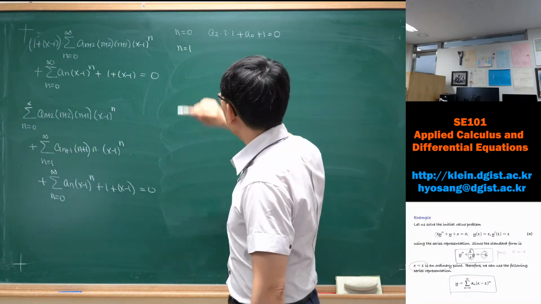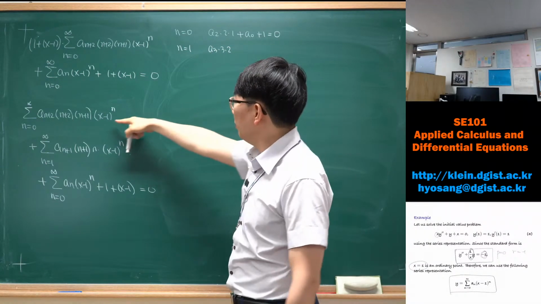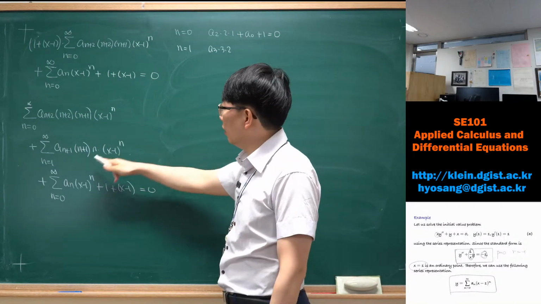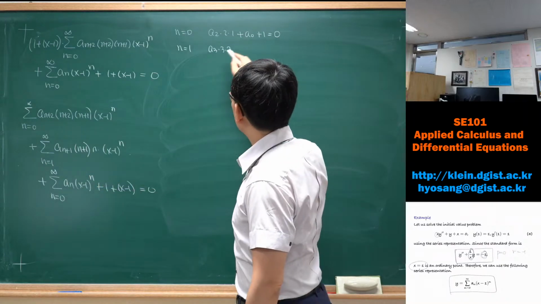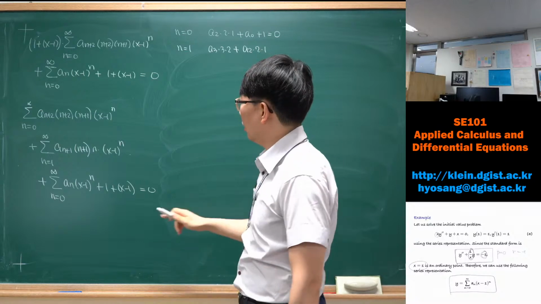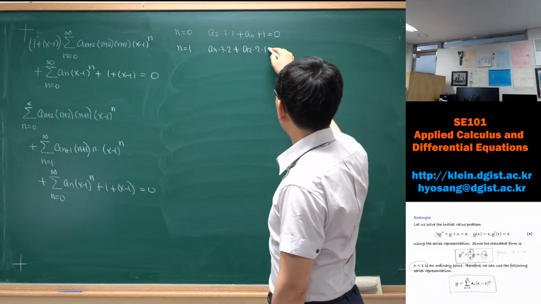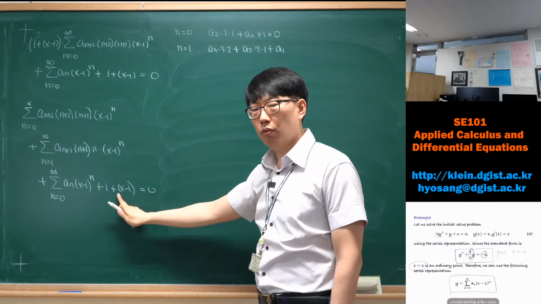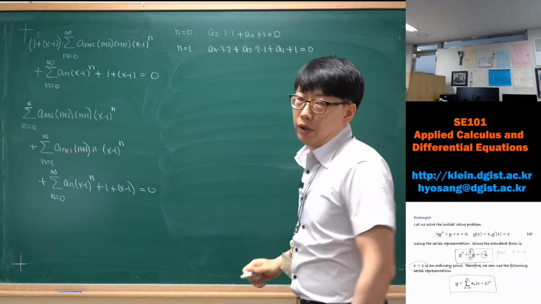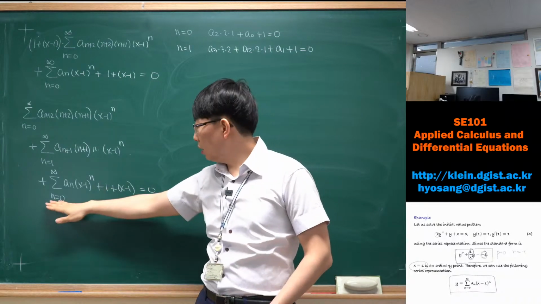So when n equals 1, this is a_3 times 3 times 2 times (x minus 1) to the power 1, but I'm only comparing the coefficients, so let's skip that. Then there is also the n equals 1 term, which is a_2 times 2 times 1, okay? And how about this? We have n equals 1 survived as a_1, and here the first term has coefficient 1, so plus 1.